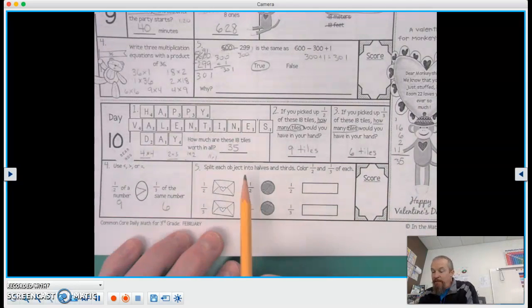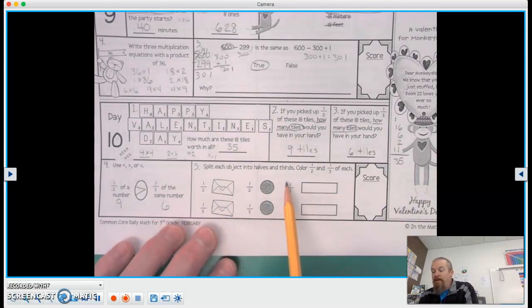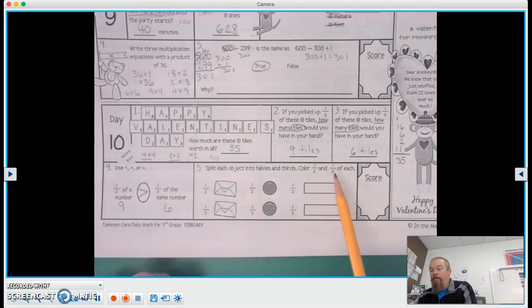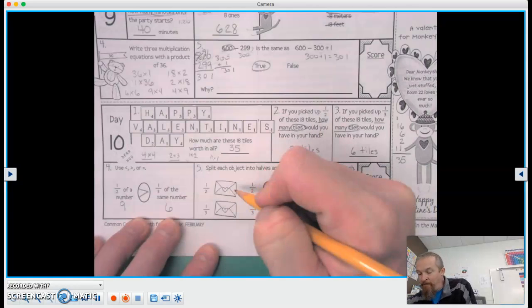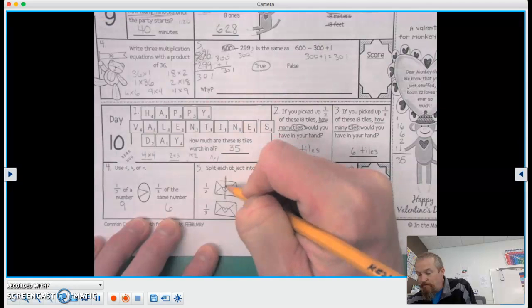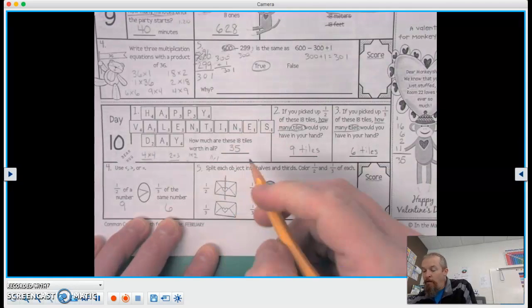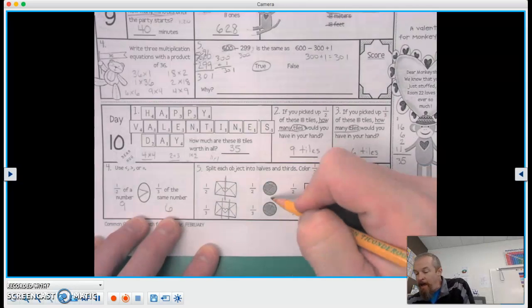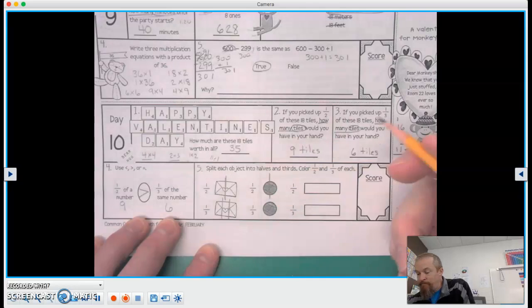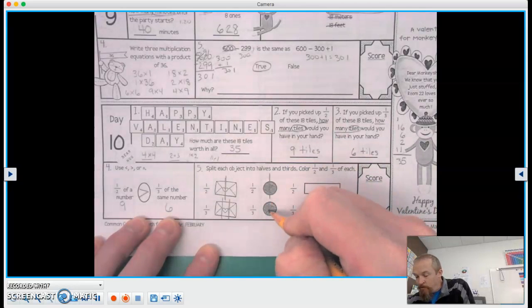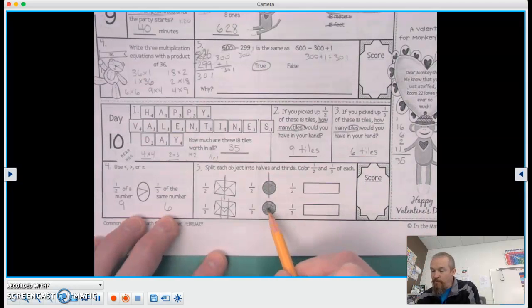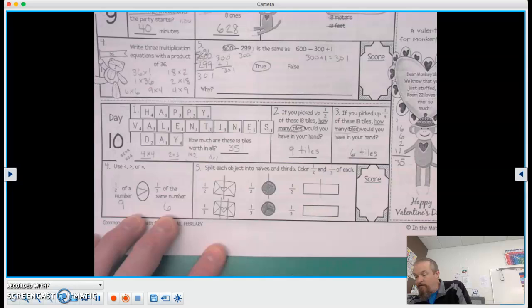All right, split each object into halves and thirds. Color 1/2 and color 1/3 each. So a half of this and 1/3. Half of the basketball. The thirds are a little bit more tricky there, but it goes kind of about like that. 3 equal pieces. Half of this rectangle, and a third.